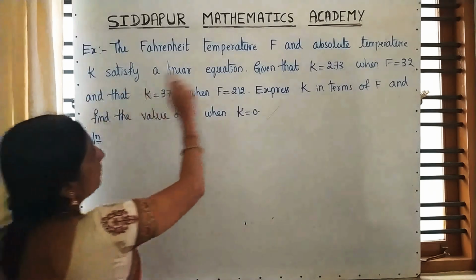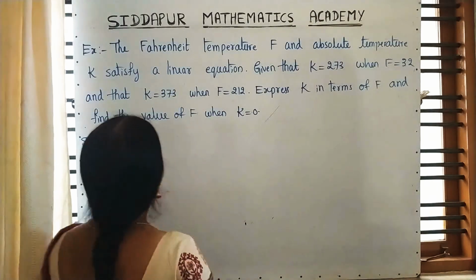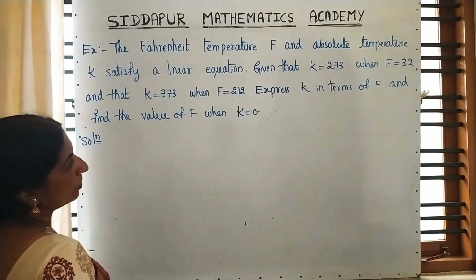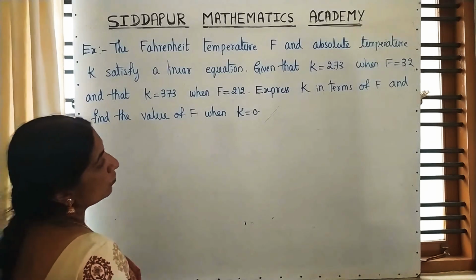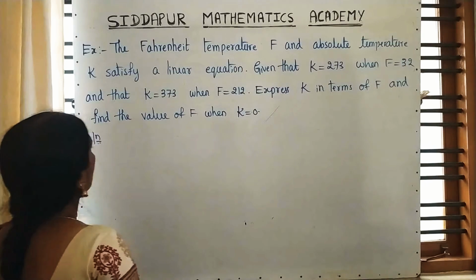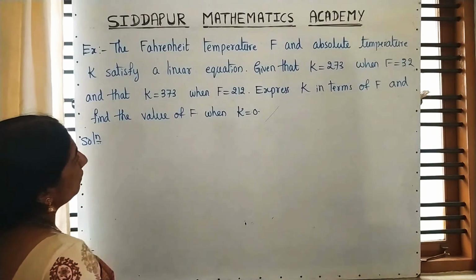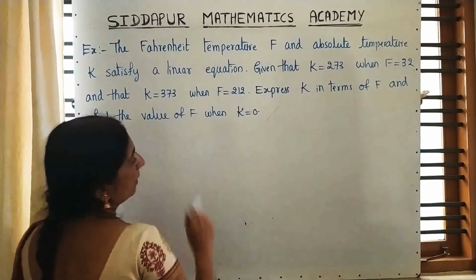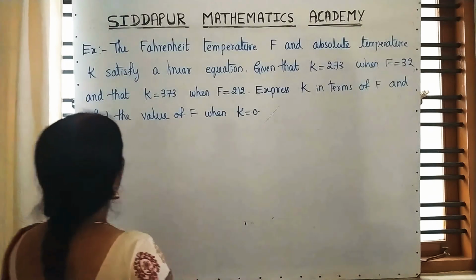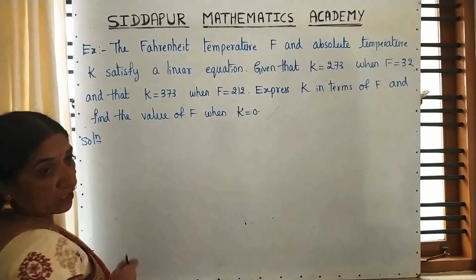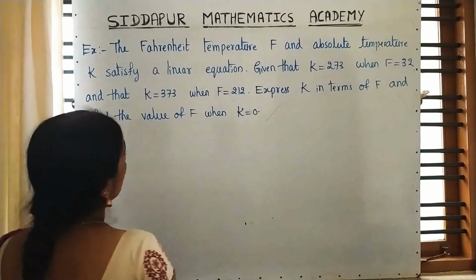The Fahrenheit temperature F and absolute temperature K satisfy the linear equation given that K is equal to 273 when F is 32 and that K is equal to 373 when F is 212. Express K in terms of F and find the value of F when K is equal to 0. Here I will explain two methods.